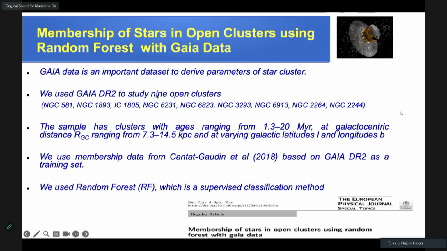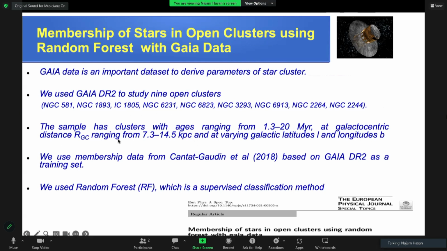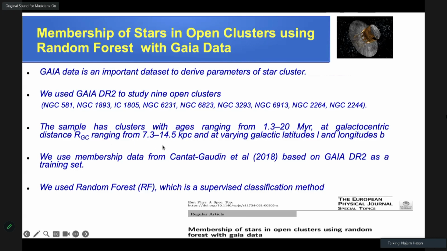We chose 9 open clusters and took data from Gaia DR2. The list of these clusters is given here: NGC 581, 1893, IC 1805, and so on. We chose this sample because these clusters range in ages from 1.3 to 20 billion years, and their galactocentric distances range from 7.3 to 14.5 kiloparsecs. We selected them from different galactic latitudes and longitudes, because we were interested in looking at star clusters located in different positions in the galaxy and varying in ages.